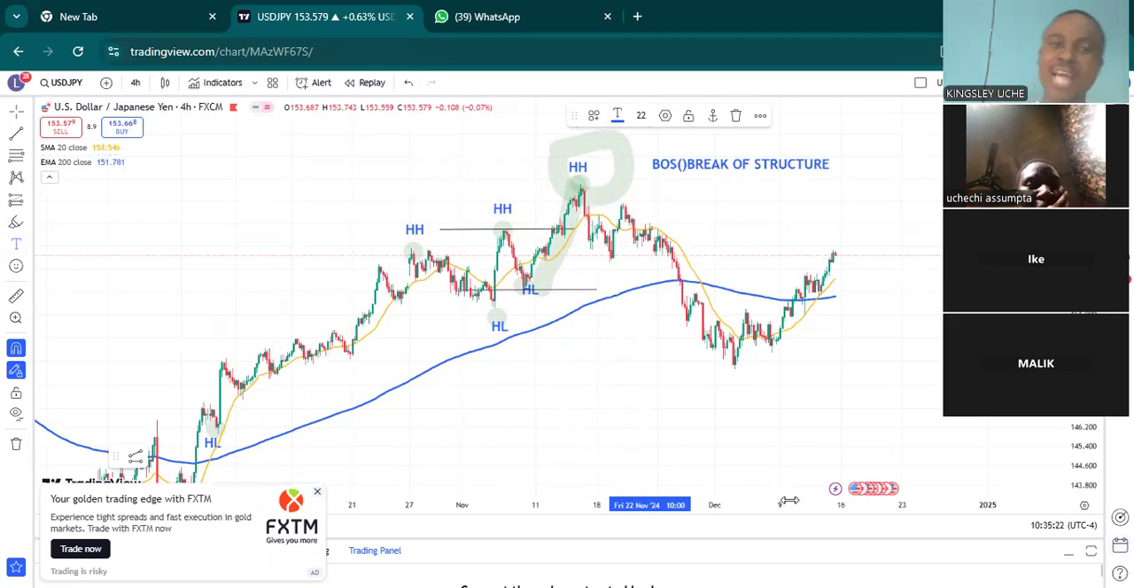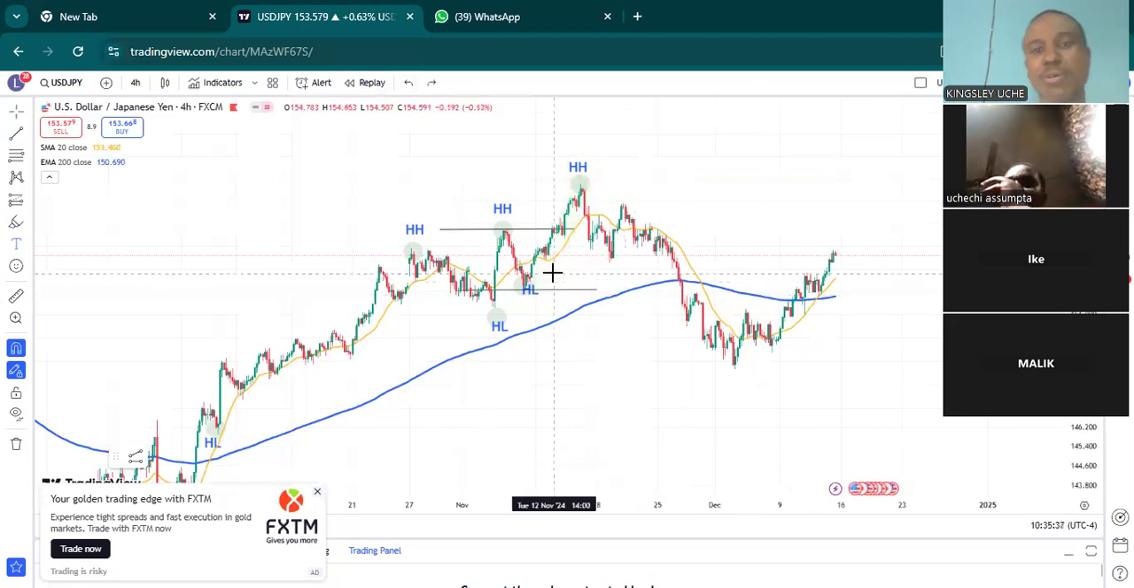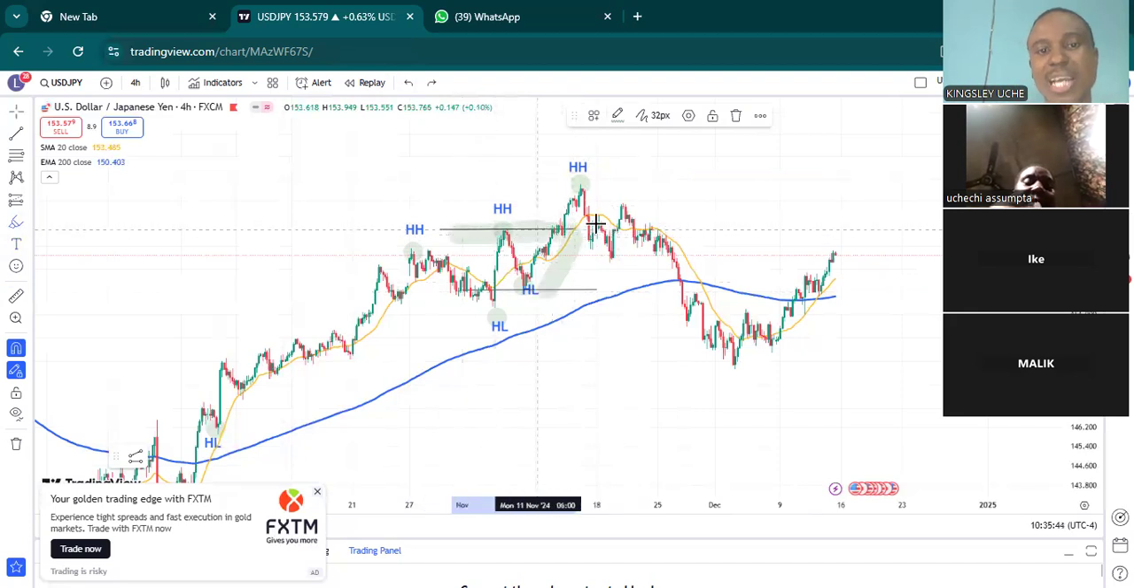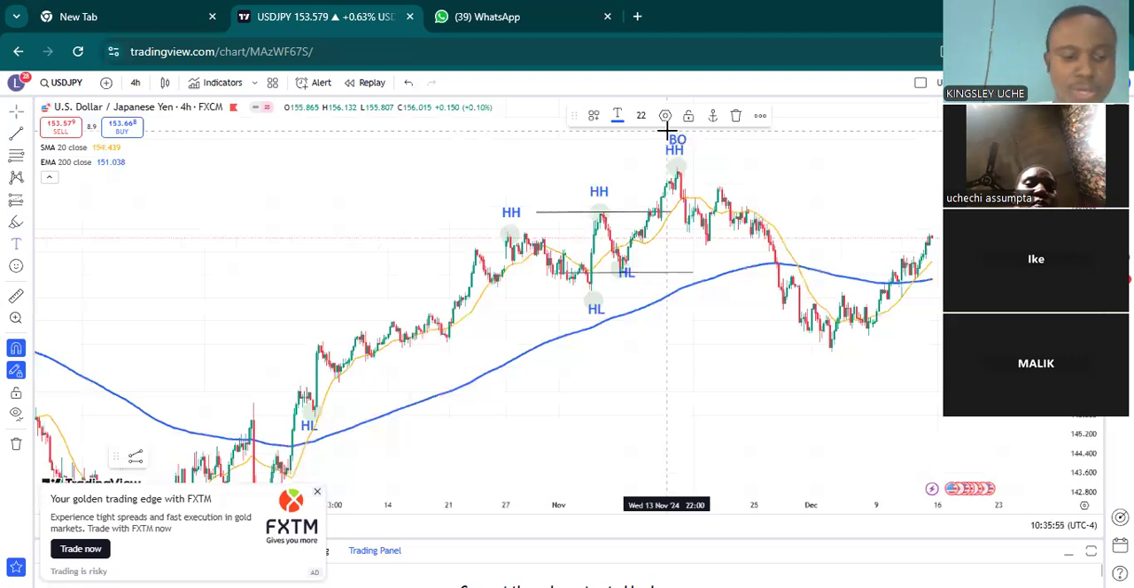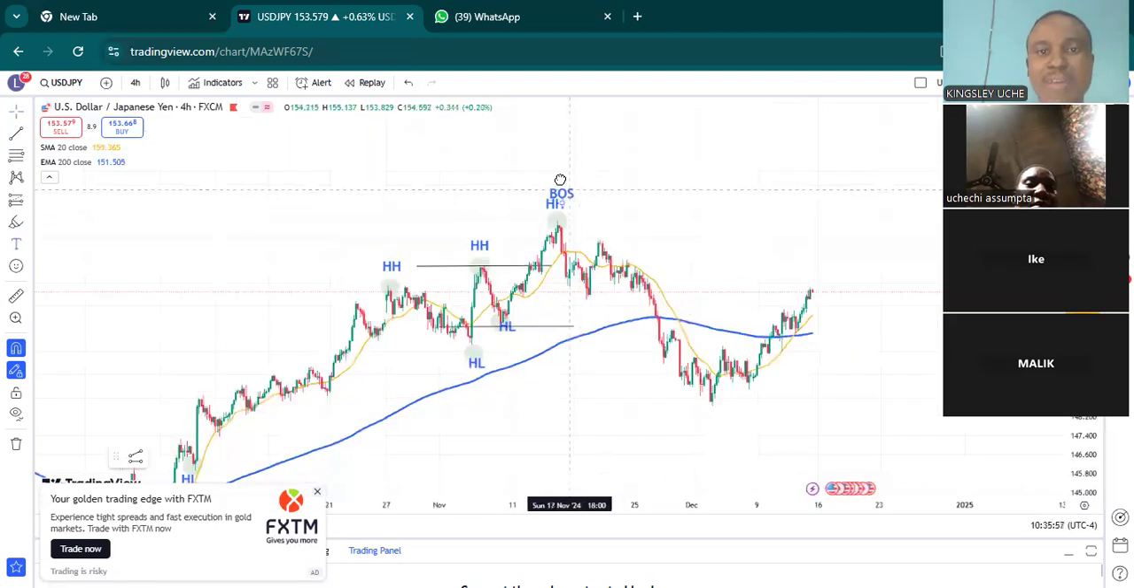The price needs to come from the higher low, go up, cross the horizontal line, and cross the previous higher high to give us a new higher high. That new higher high is the break of structure. That only happens when the price comes from the higher low, crosses the horizontal line, and forms a new higher high. Now I'm going to put the BOS here, break of structure. Now we have our break of structure.